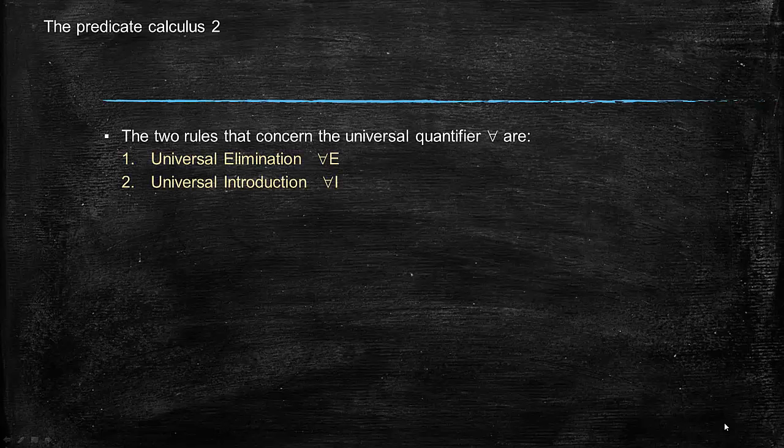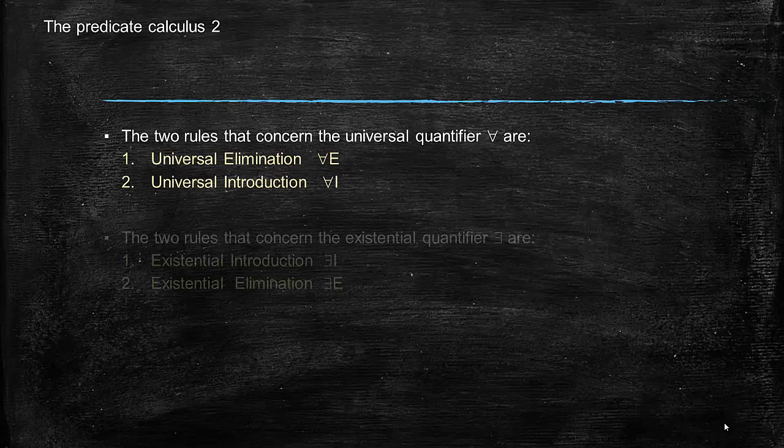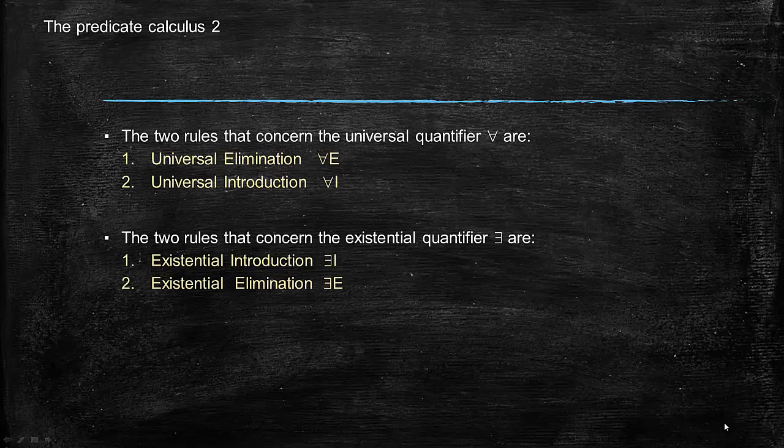So the two rules that concern the universal quantifier are universal elimination and universal introduction. And the two rules that concern the existential quantifier are existential introduction and existential elimination. And that's the order that we're going to introduce them in. So in this lecture, as I said, we're going to focus on the first one, which is universal elimination.